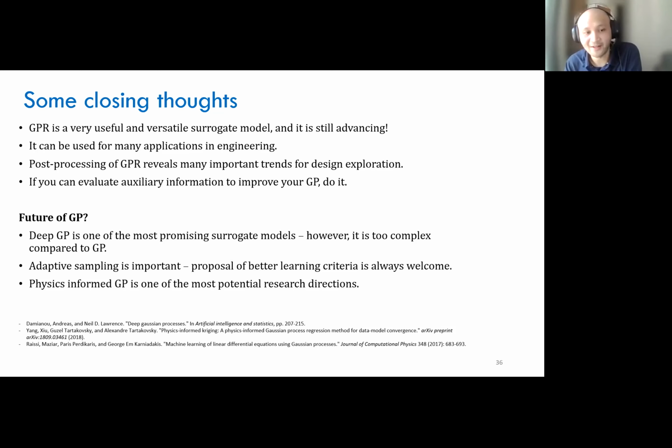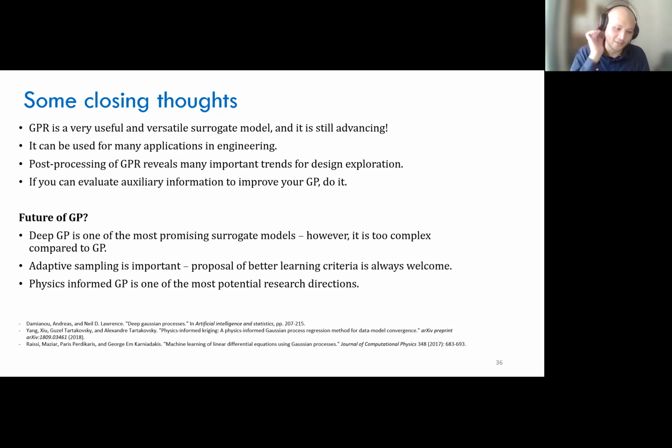So my take on this is that I believe deep Gaussian processes are one of the most promising surrogate models, but they are too complex and have more and more hyperparameters compared to the standard Gaussian process. Adaptive sampling is very important. So a proposal of better learning criteria or a better acquisition function is always welcome.